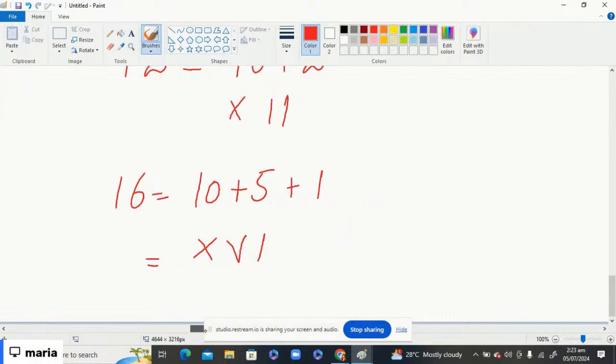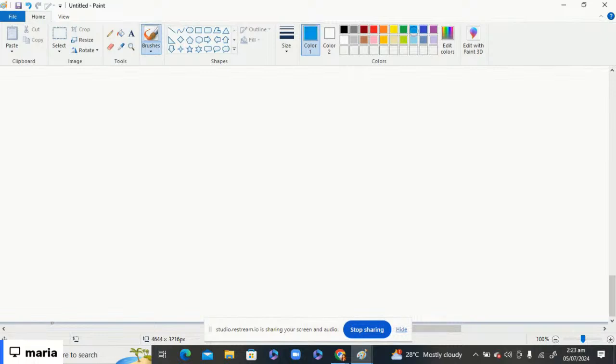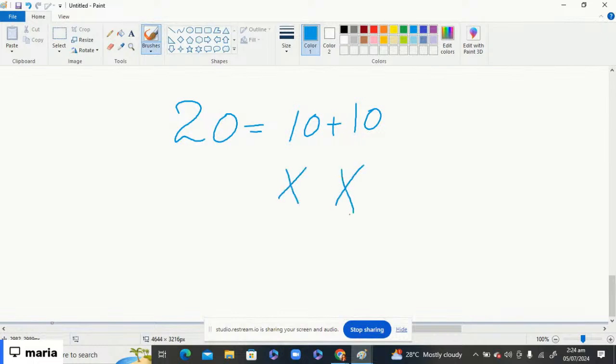All right. Now let's do one more example for that. For example, if I'm going to write it down here, it's 20. What does it mean? It's 10 plus 10. So for 10 plus 10, what is it? It's X and X.